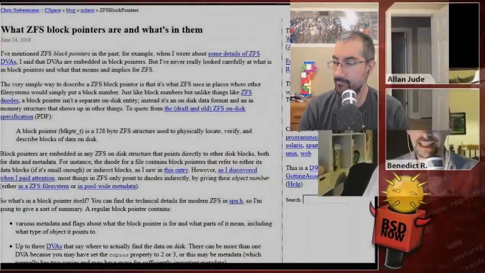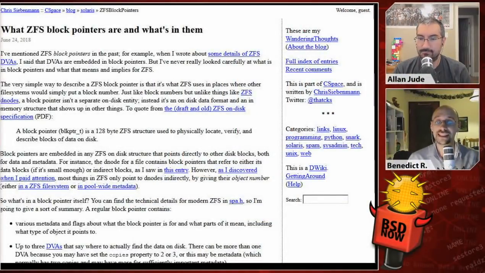And I'm Allan Jude. And as our title suggests, we have interesting headlines for you about ZFS block pointers, with the title going, what ZFS block pointers are and what's in them. And what better person to explain them to you than Allan? Well, actually, it's Chris. Or at least read them to you.